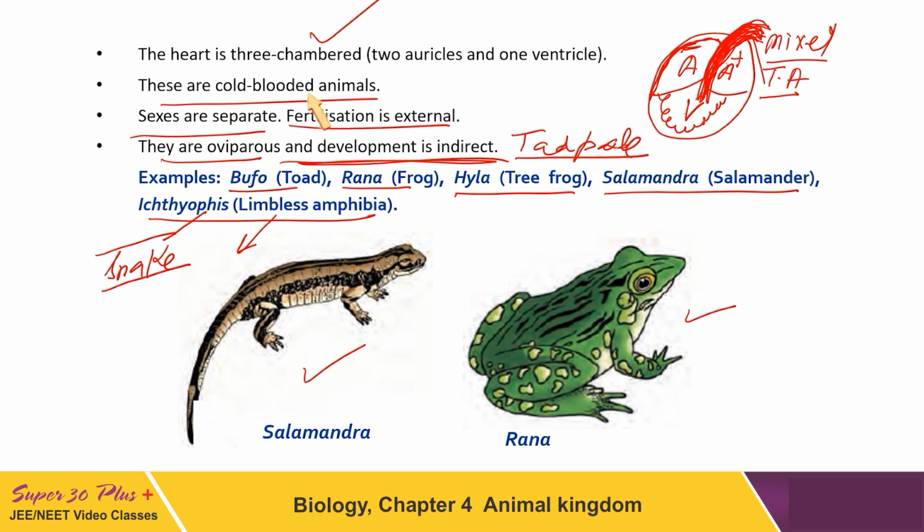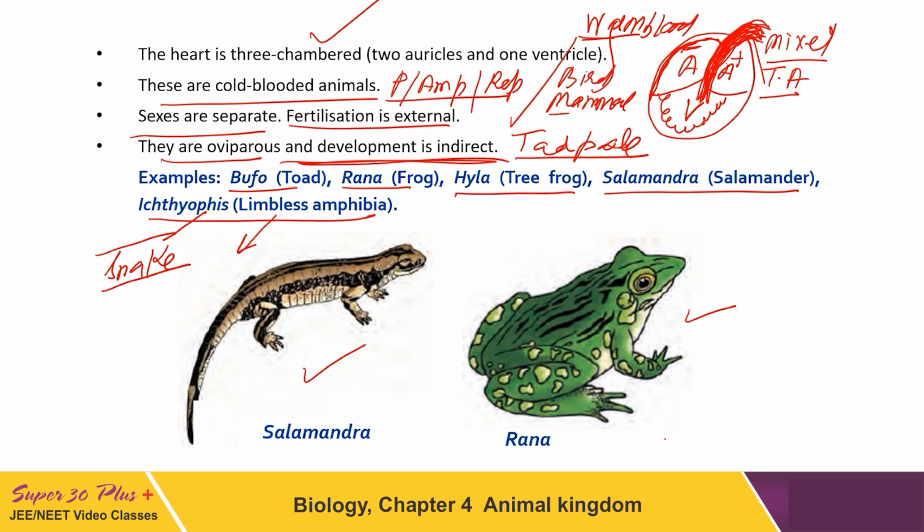Cold-blooded: Pisces are cold-blooded, amphibians are cold-blooded, even reptiles are cold-blooded. On the other side, birds and mammals are warm-blooded. You have to remember these. Warm-blooded means their body temperature doesn't change with the change in surrounding temperature. Sexes are separate. Fertilization is external. You know the meaning of this?